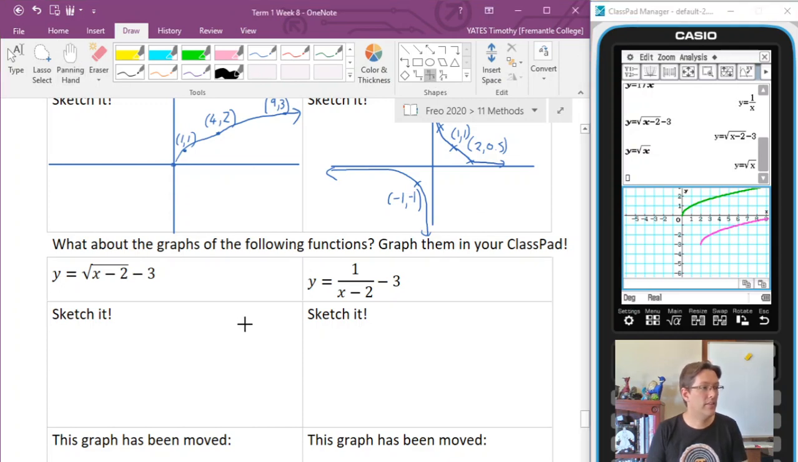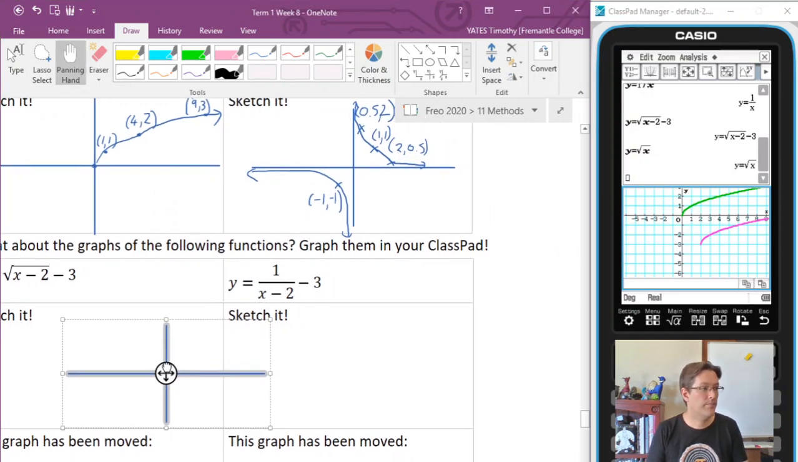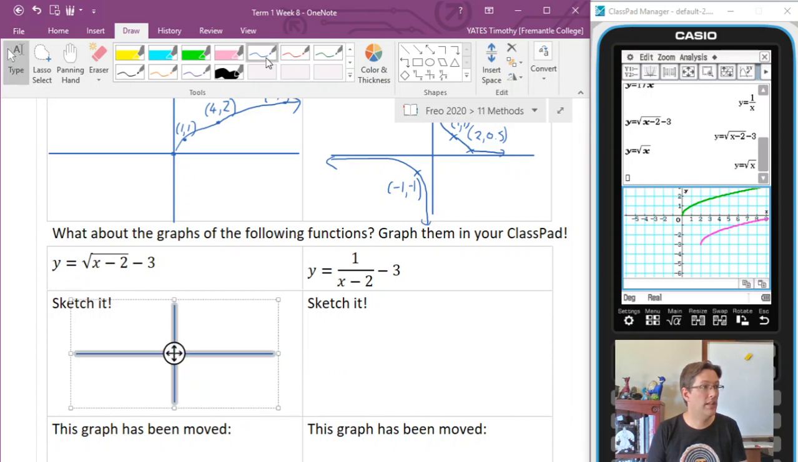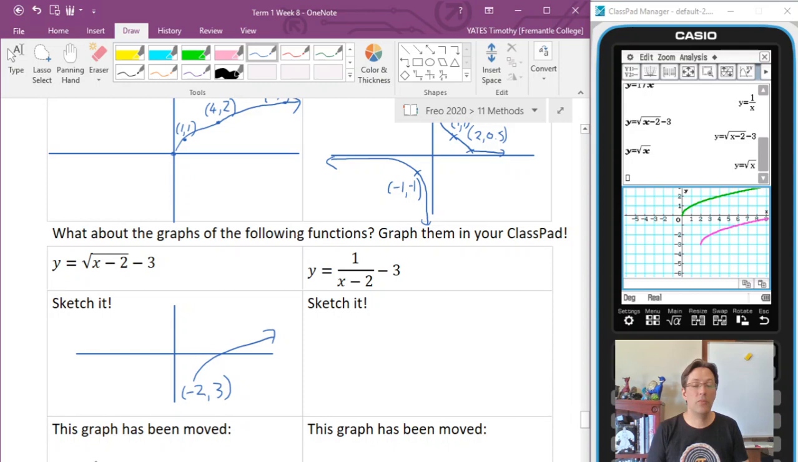So let's sketch that. And I'm just going to do a rough sketch. I'm not going to worry too much about being completely accurate. So, but it starts at 2, -3. So where's it moved? It's moved 2 to the right, and it's moved 3 down. Does that make sense? It's moved 2 to the right and 3 down.